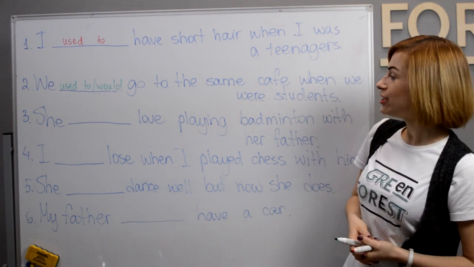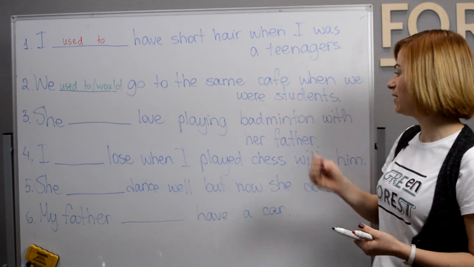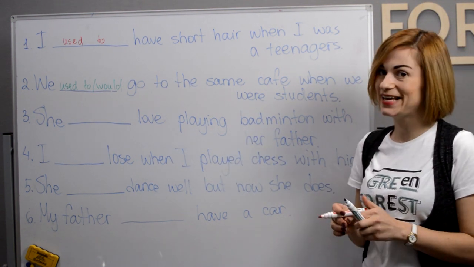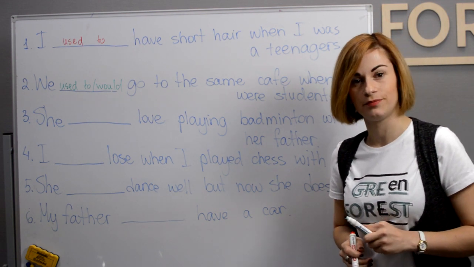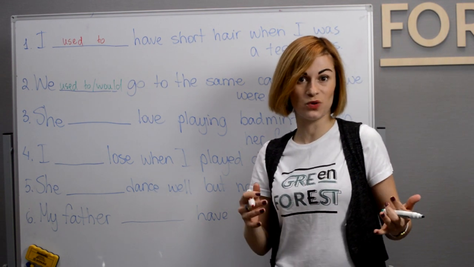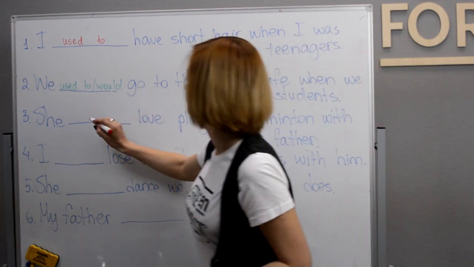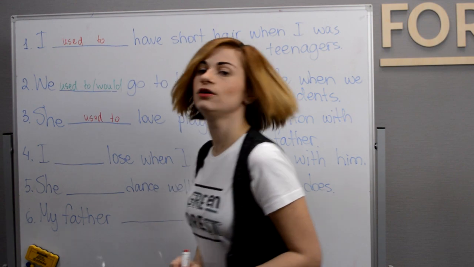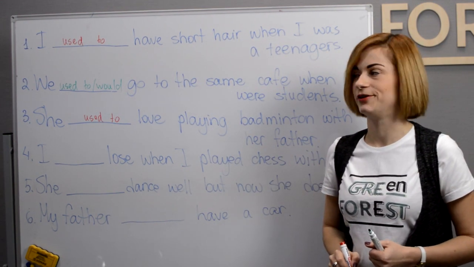Number 3. She loved playing badminton with her father. Here we have the word love, and yes, love is a state verb. That's why, how many options? 1 or 2? Only one. She used to love playing badminton.